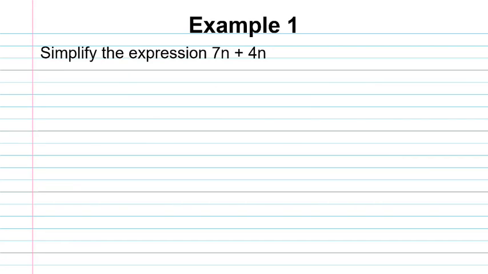So, starting out, simplify the expression 7n plus 4n. I notice that on here there are a couple of terms. So we have 7n plus 4n, and that means there's two terms. We have a 7n here, separated by that plus sign, and 4n here, it's a positive 4n. So I have two terms. They both have an n, so those are both like terms. So I'm going to go ahead and put a box around both of those.